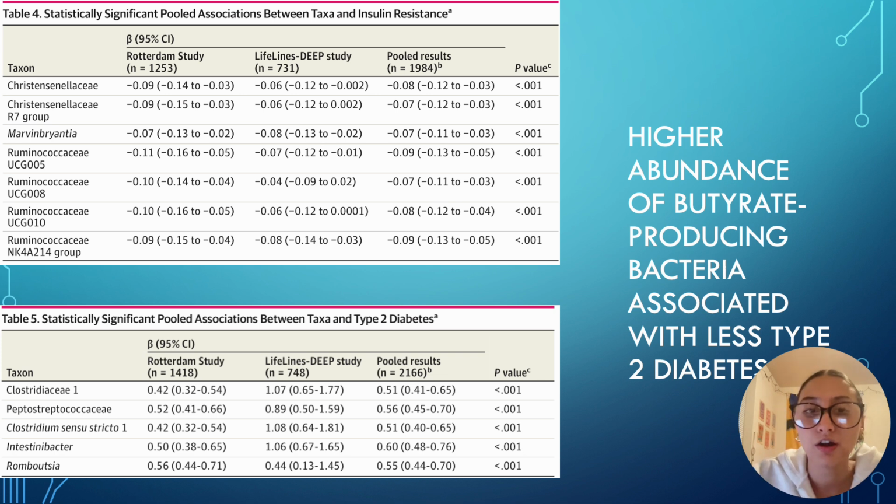In Table 4, we see very strong p-values of less than 0.01 and consistently negative beta coefficients, suggesting a strong association between taxa and insulin resistance. Table 5 also shows very strong significance between the 5 taxa and a lower risk of type 2 diabetes. So out of the 12 bacteria found, 2 of them have actually been studied previously.